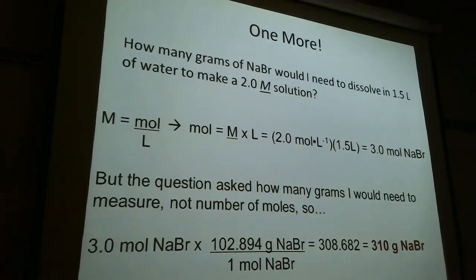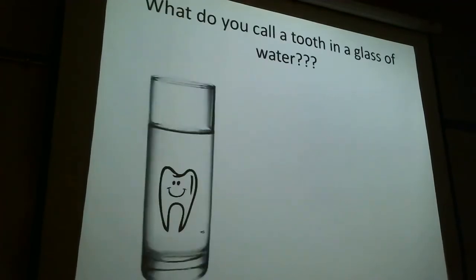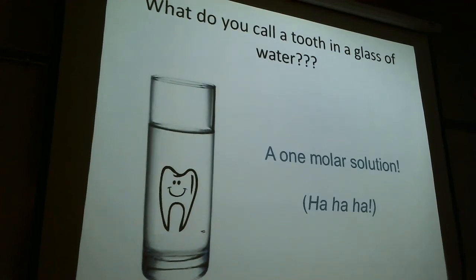All right, so now my great joke makes more sense now that we've talked about molarity. So you can go tell your friends this weekend when you're all hanging out. Hey, what do you call a tooth in a glass of water? A 1 molar solution, right? That's funny. This is the point where you laugh. Stick to your day job, Dr. Brooke.